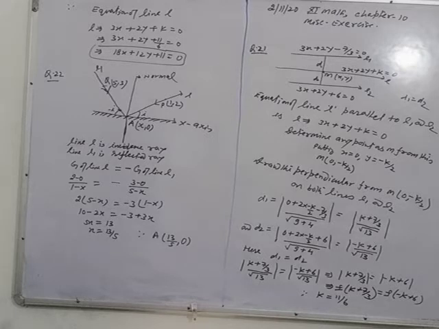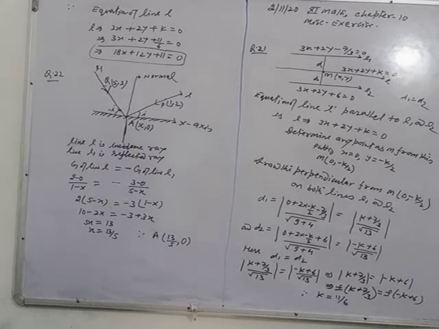So the middle line L, distance from L1 is D1 and distance from L2 is D2. So here D1 is equal to D2. You have to find the equation of line L. So line L is parallel to both.